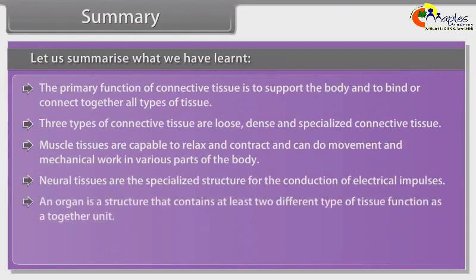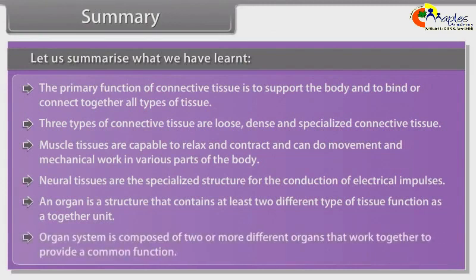An organ is a structure that contains at least 2 different types of tissue functioning together as a unit. An organ system is composed of 2 or more different organs that work together to provide a common function.